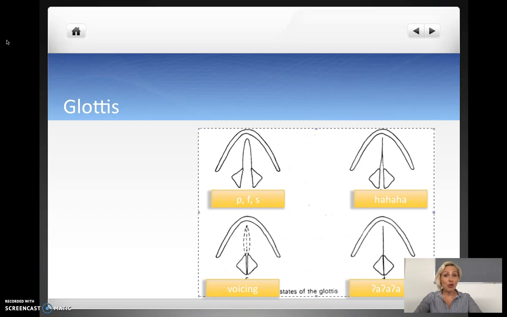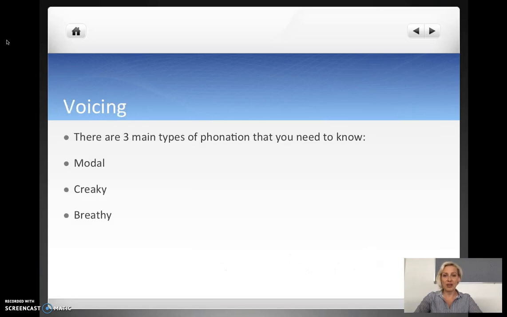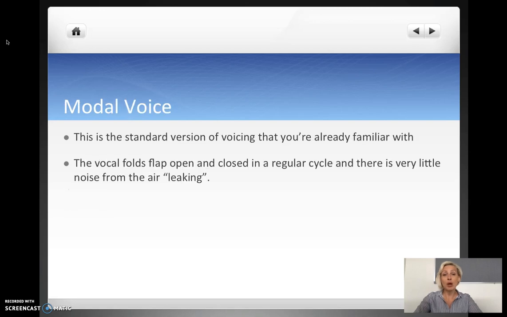But there are also a few more types of voice that we can produce. And there are specifically three main types of phonation or voicing that you should know about. The first one is modal voicing. And modal voice is basically what you already know. This is the normal voice that we use to produce speech. What happens is the vocal folds come fairly close together, but the air still gets through. So when it does, they start vibrating. So this is the normal voice that we use for speaking, modal voice.